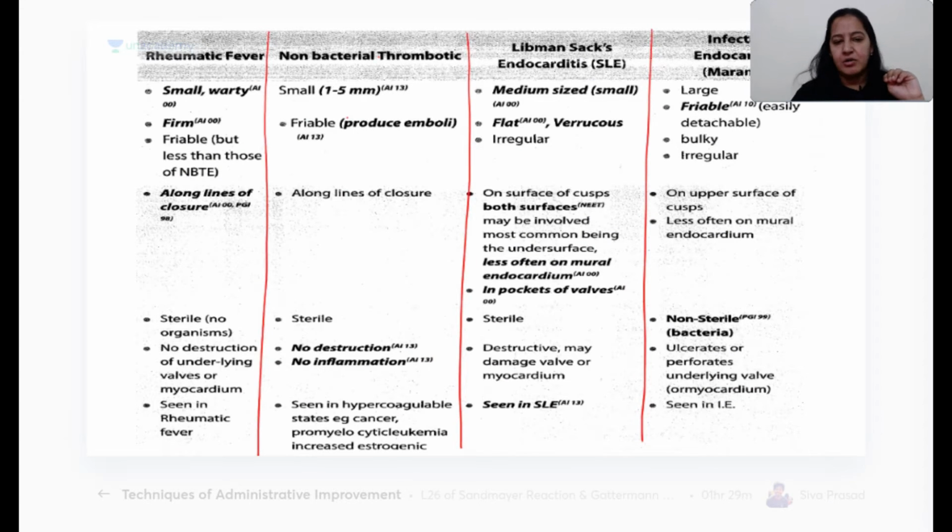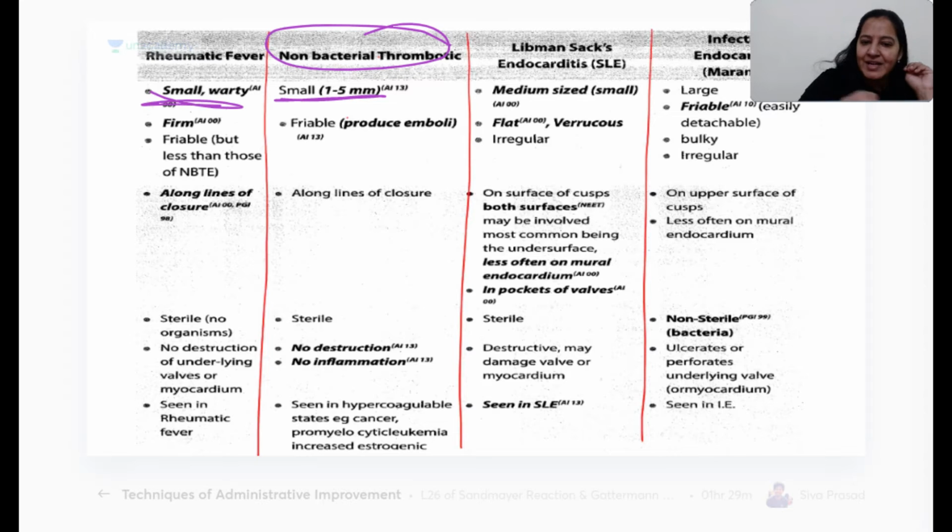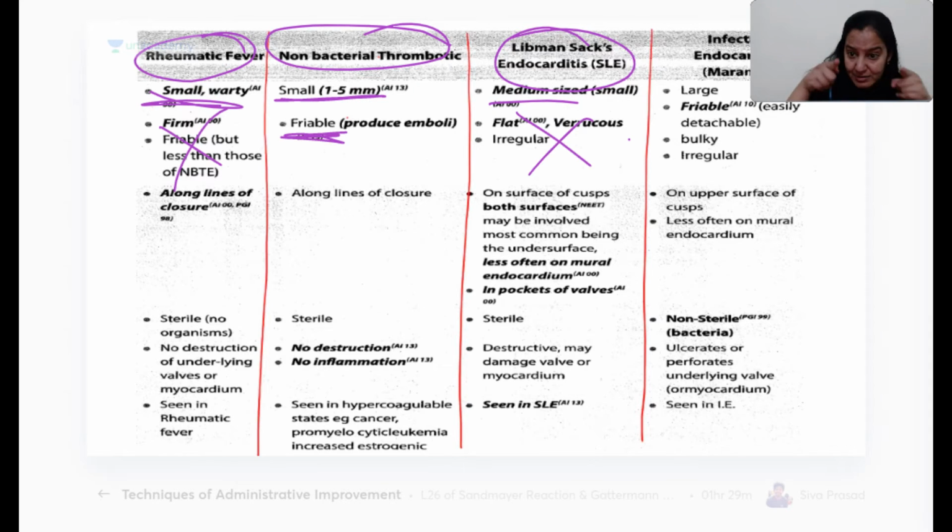So we are done with the third one also, NBTE. Here vegetations are small like that of rheumatic, but in Libman-Sacks it was medium. So we are done with the first 3: rheumatic, Libman-Sacks, and NBTE. Correct or not? Here they are friable. The first 2 were not friable. This one is friable. The vegetations are detachable.